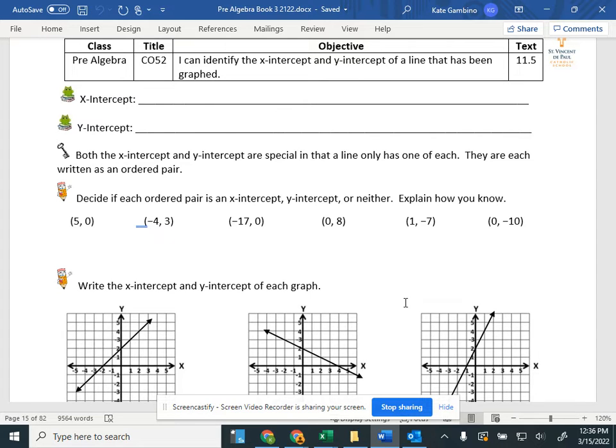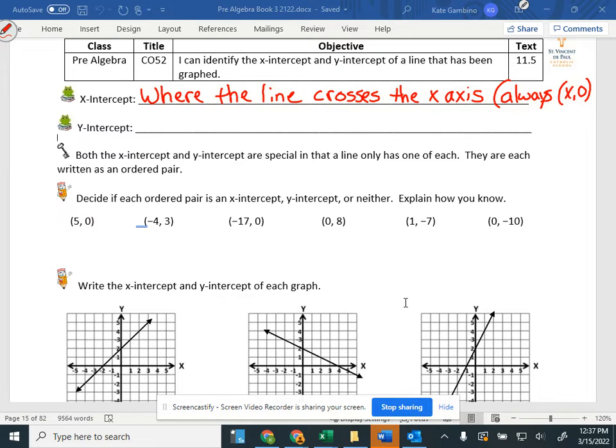So let's write down what our definitions are. So we have our X-intercept is where the line crosses the x-axis. And it will always, you'll have the x and then a 0 for the y. So you'll have your x, but the y will always be a 0 because that's where it crosses that x-axis at the 0.